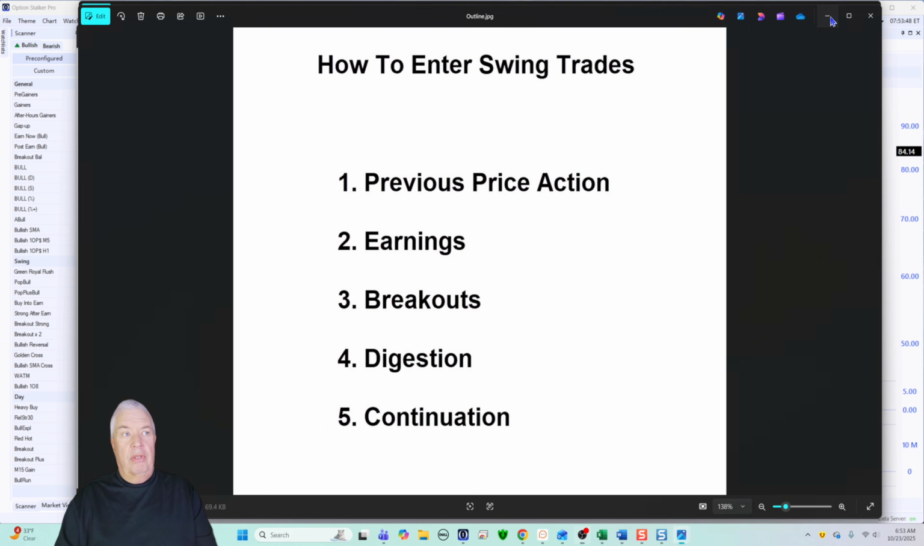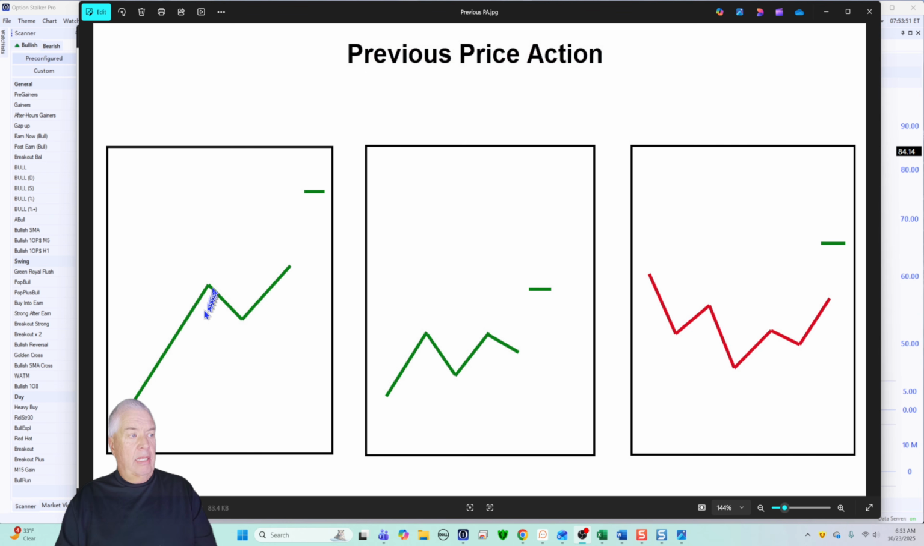Let's start with the previous price action. We've got a stock that's been really strong and has made huge moves. It's had a little bit of a pullback, but it's near its 60-day high before the earnings announcement, and then we get a nice big gap up. This is a good setup. Most of the time, this is an excellent setup.